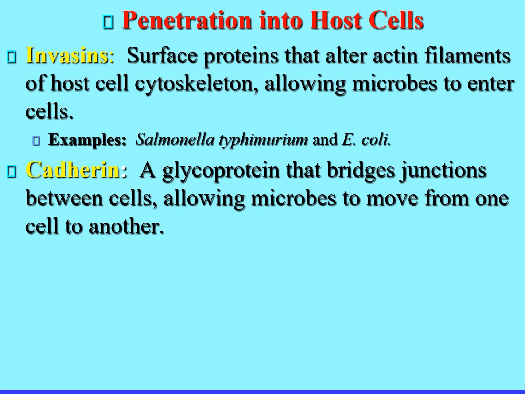How do the bacteria penetrate the host cell? ممكن بعض أنواع البكتيريا تفرز invasins or cadherin. Invasins are surface proteins that alter actin filaments of the host cell cytoskeleton, allowing the microbe to enter the cells. For example, Salmonella typhimurium and Escherichia coli secrete these proteins. Cadherin is a glycoprotein that bridges the junction between cells, allowing the microbe to move from one cell to another.